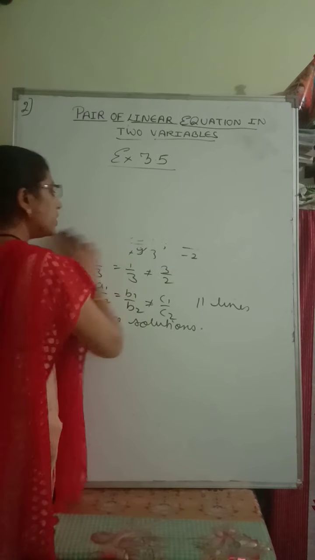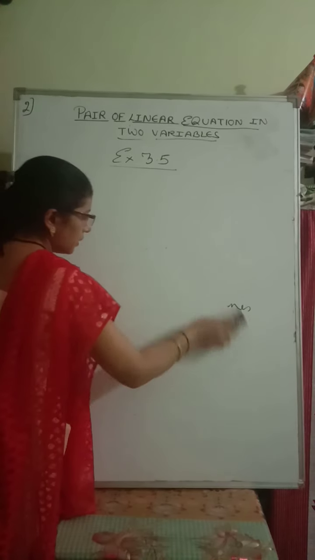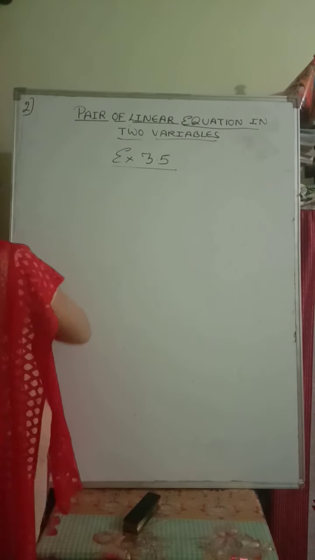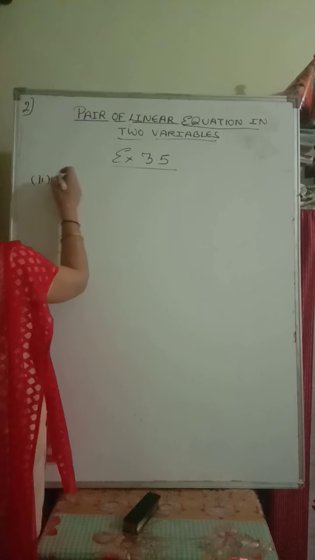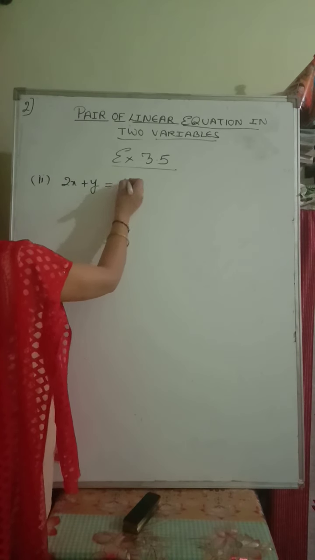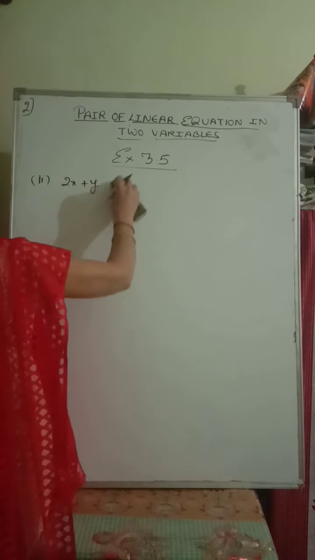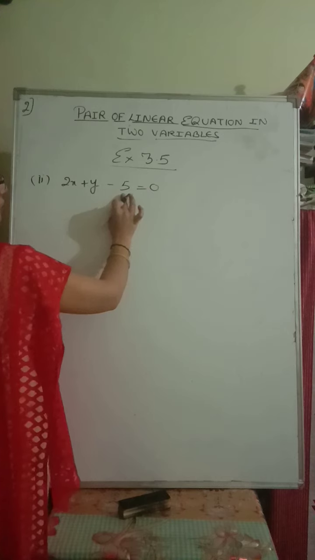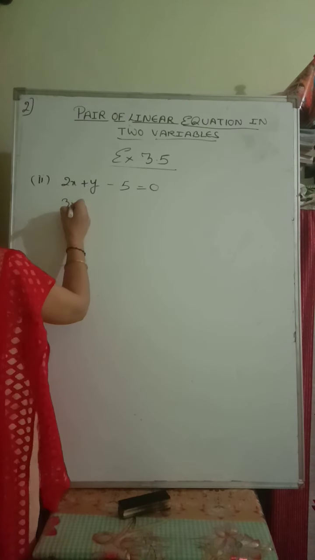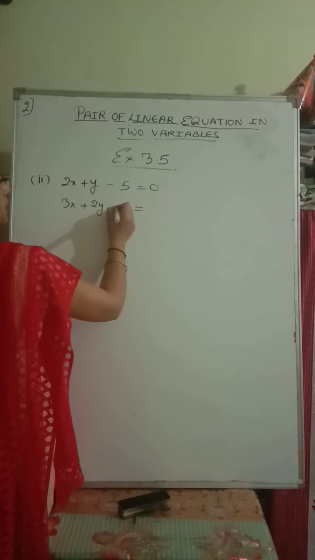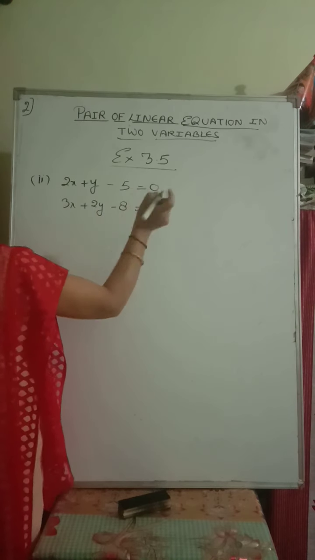Okay. So now let us see the first question, second part. What is given to you? 2x plus y equals 5. Let me write 5 like this. I will bring 5 to this side, minus 5 equals 0, because we have to write the equation like this. Same way 3x plus 2y equals 8. I am bringing 8 to this side, it will become minus 8 equals 0.